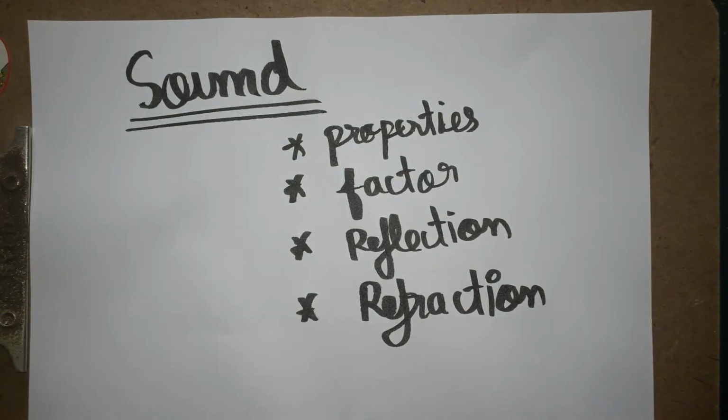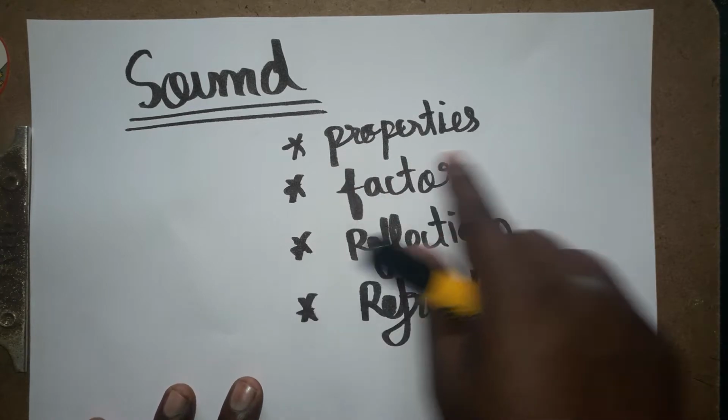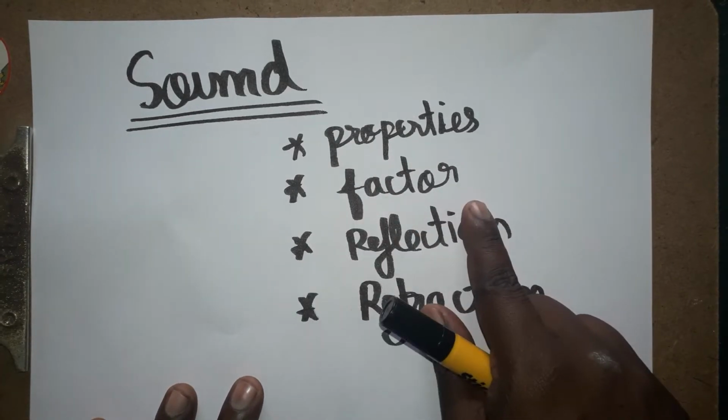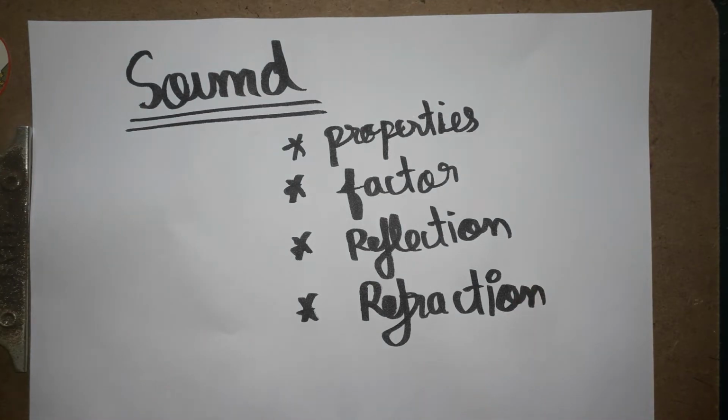Students, today we are going to learn sound waves, which is a continuation of waves. It is for class 11. So in this video we are going to discuss the properties of sound, the factors affecting sound, how the sound wave gets reflected, and also how the sound wave gets refracted.